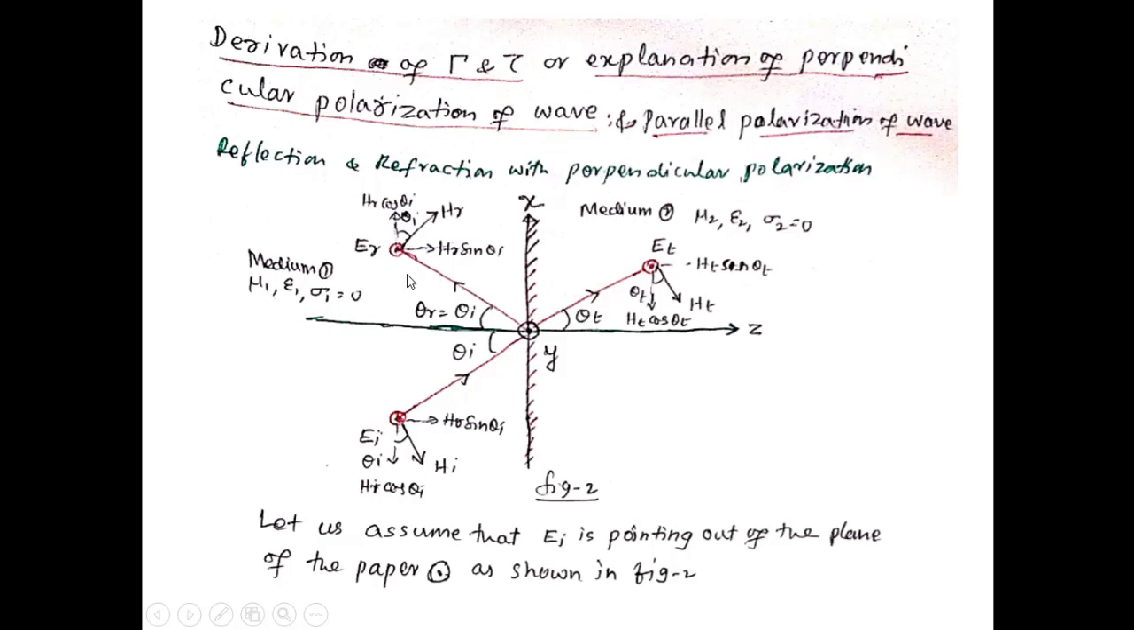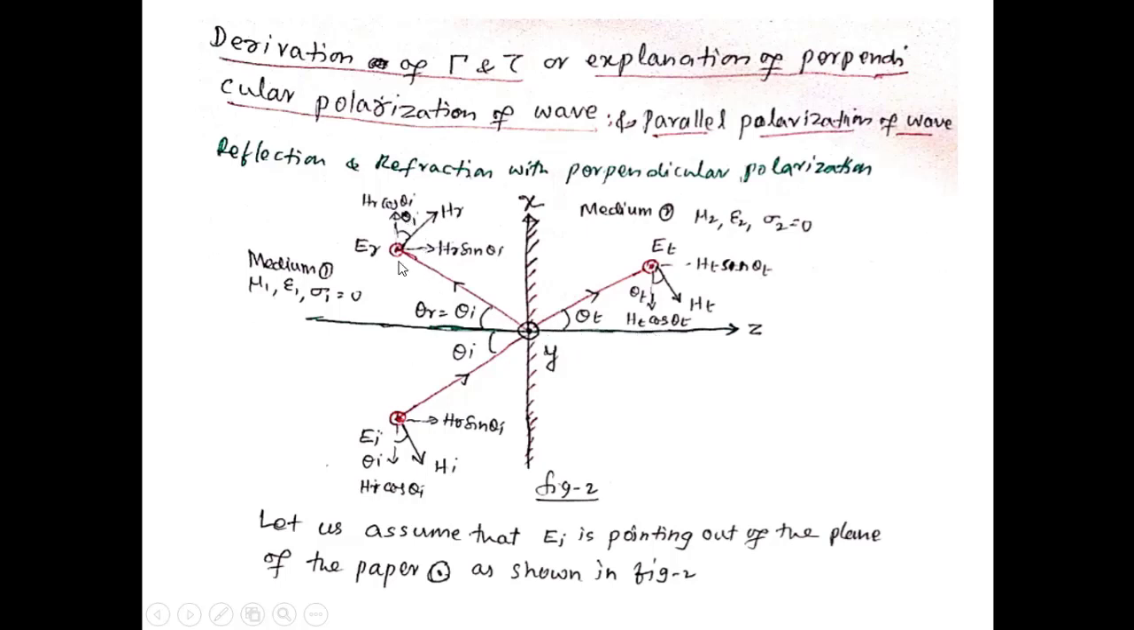In this, the electric field is perpendicular to the plane of incidence. Let us consider the electric field E is coming out of the paper. This dot indicates coming out of paper. So let EI be the incident wave making an angle of theta to the normal, and it gets reflected making an angle of theta r equal to theta i, and it is transmitted to the other medium making angle of theta t to the normal of incidence.